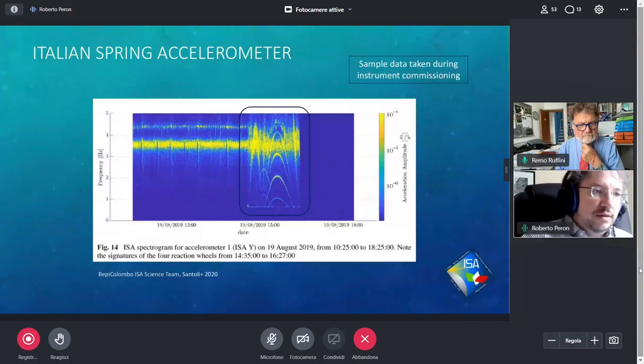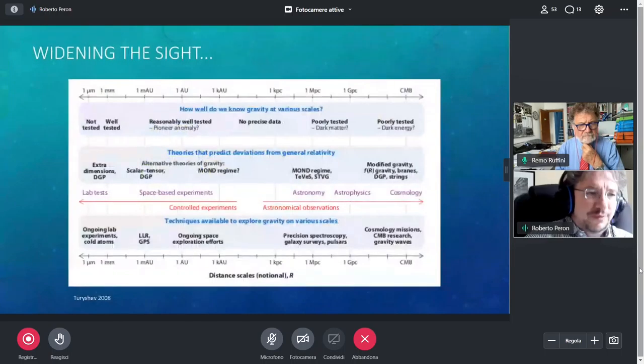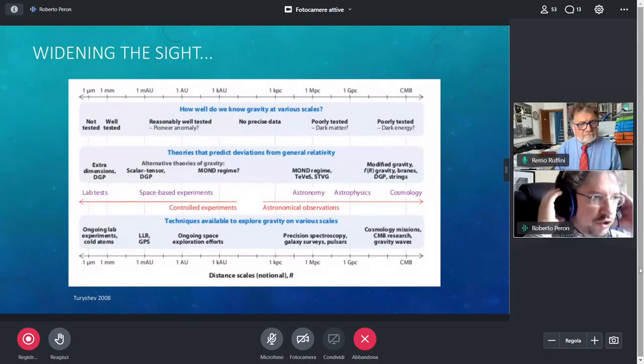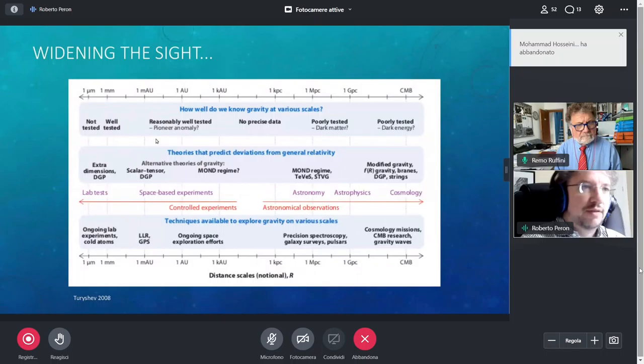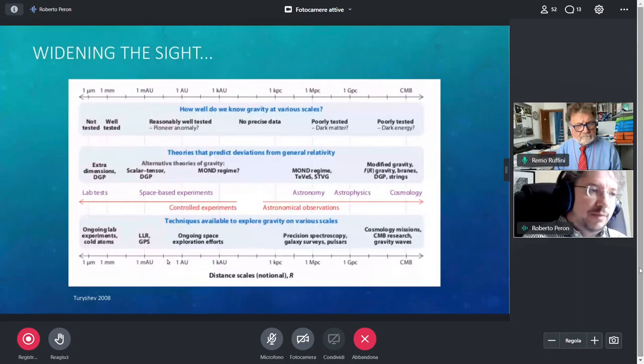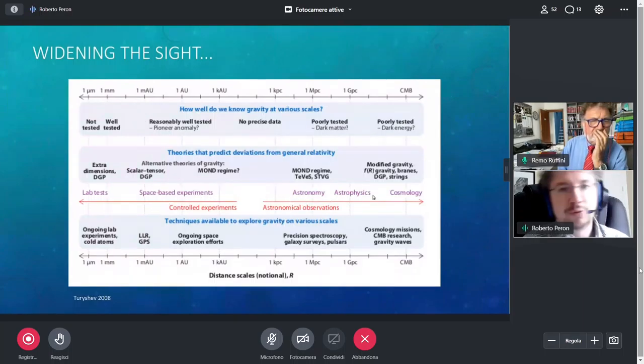Last slide. If we try to widen the scope, this is a very interesting plot taken from a view of Slava Turyshev more than 10 years ago, but I think it should still be important, in which he tries to put in context all the available techniques and experimental results compared to alternative theories of gravitation, comparing them to the scale of the experiment, from the micrometric scale to laboratory tests, to the solar system, and so on, up to cosmological scales.